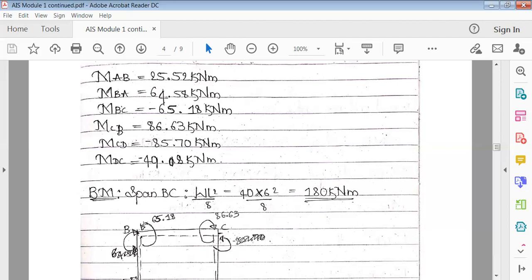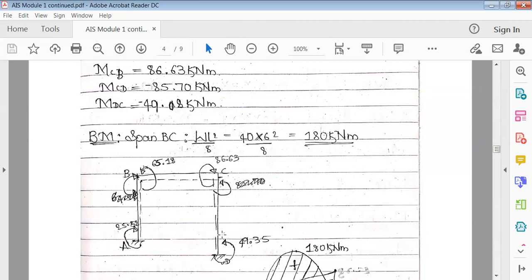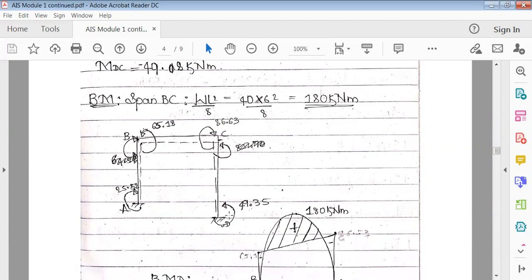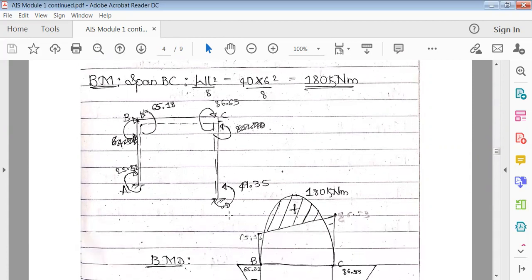Similarly, here also minus sign, anti-clockwise. You should draw it in the CD portion only. So it is like this, anti-clockwise rotation. And again, MDC is anti-clockwise. So again, try to touch this column like this. So it is 49.35. Okay, so once you draw all of these, marking these is very important.